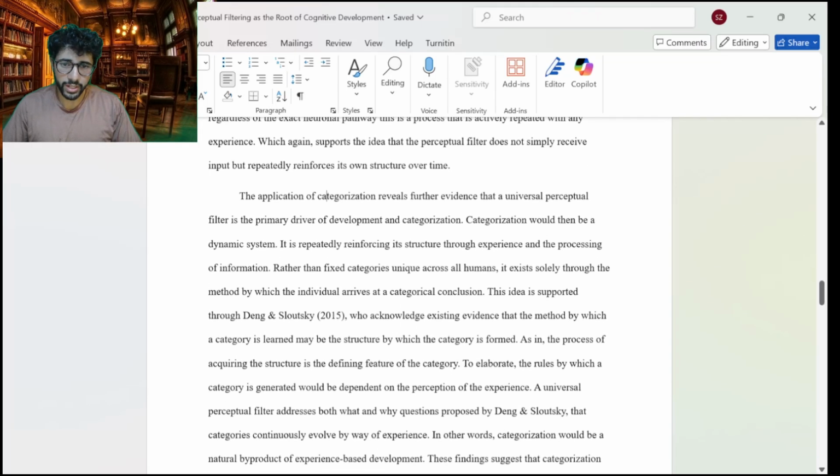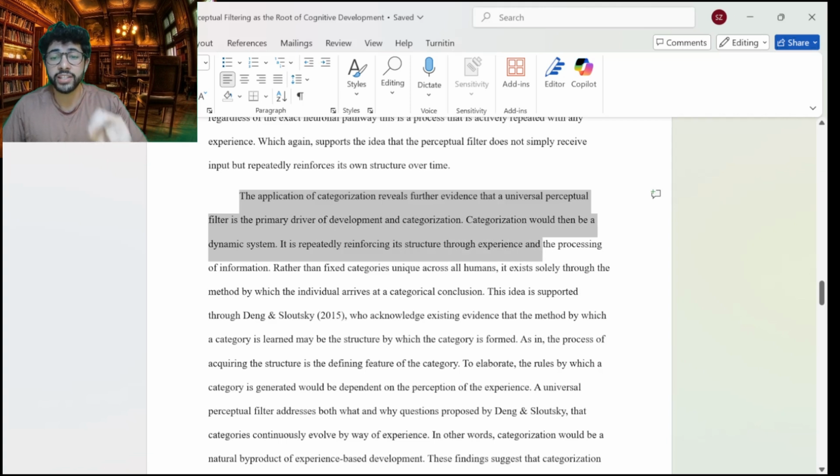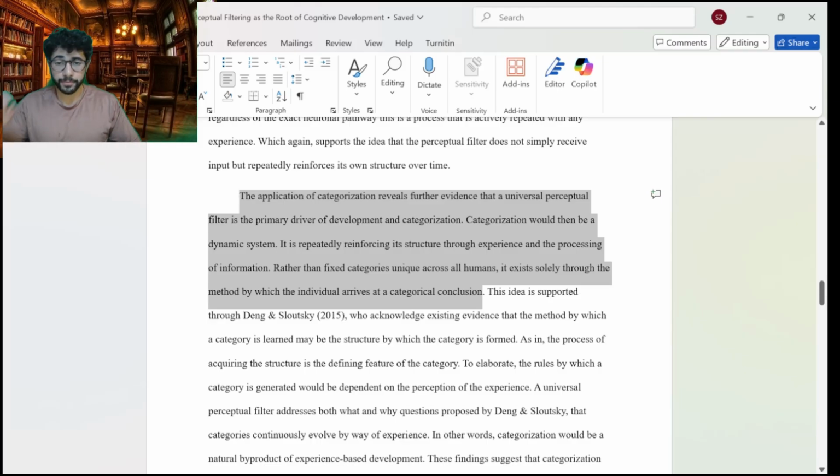Okay. The application of categorization reveals further evidence that a universal perceptual filter is the primary driver of development and categorization. Categorization would then be a dynamic system. It is repeatedly reinforcing its structure through experience and the processing of information. Rather than fixed categories unique across all humans, it exists solely through the method by which the individual arrives at a categorical conclusion. Okay, so what exactly do I mean by this?